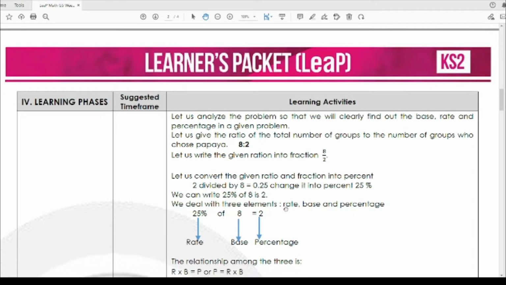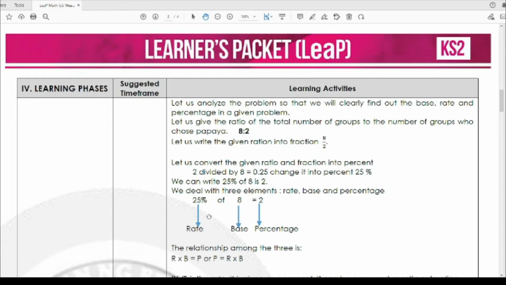So let us see. We deal with 3 elements. What are those 3 elements? Rate, base, and percentage. 25 here is our rate. Remember that to identify the rate, the percent symbol is in the number. So the number with the percent symbol, we consider as the rate. Then 8 here is our base, and 2 is our percentage.